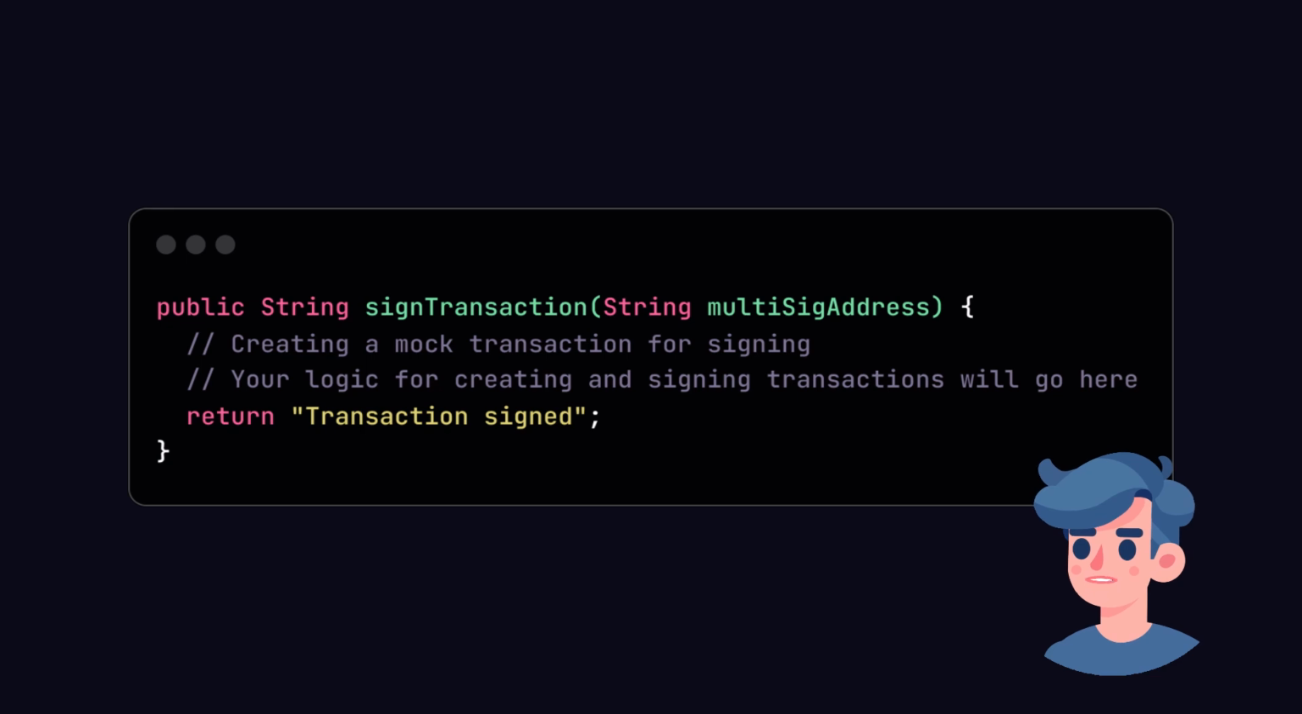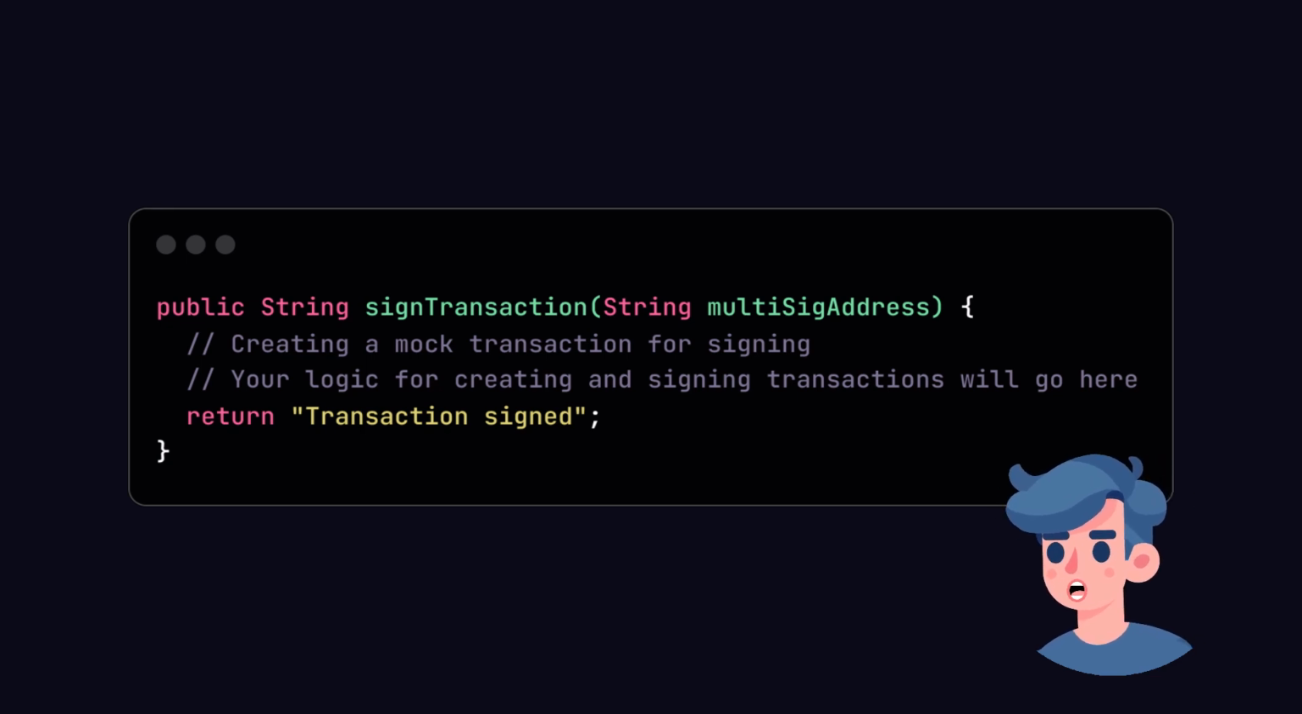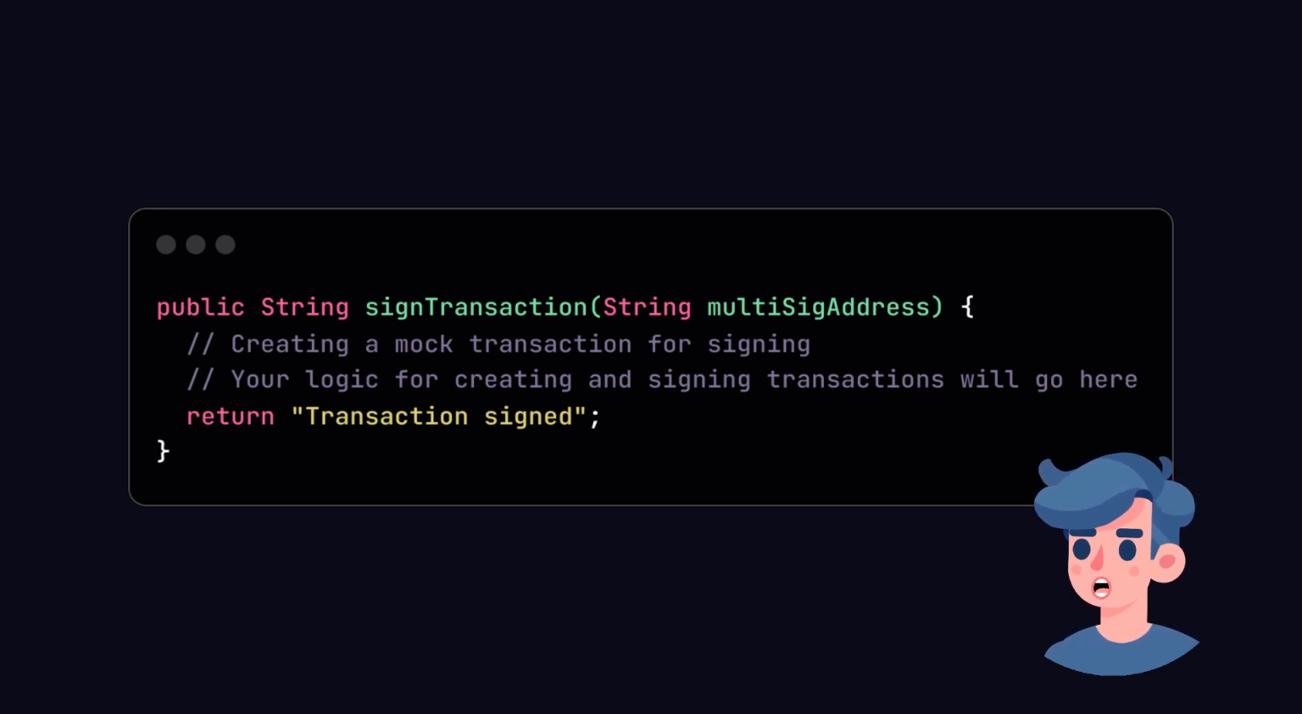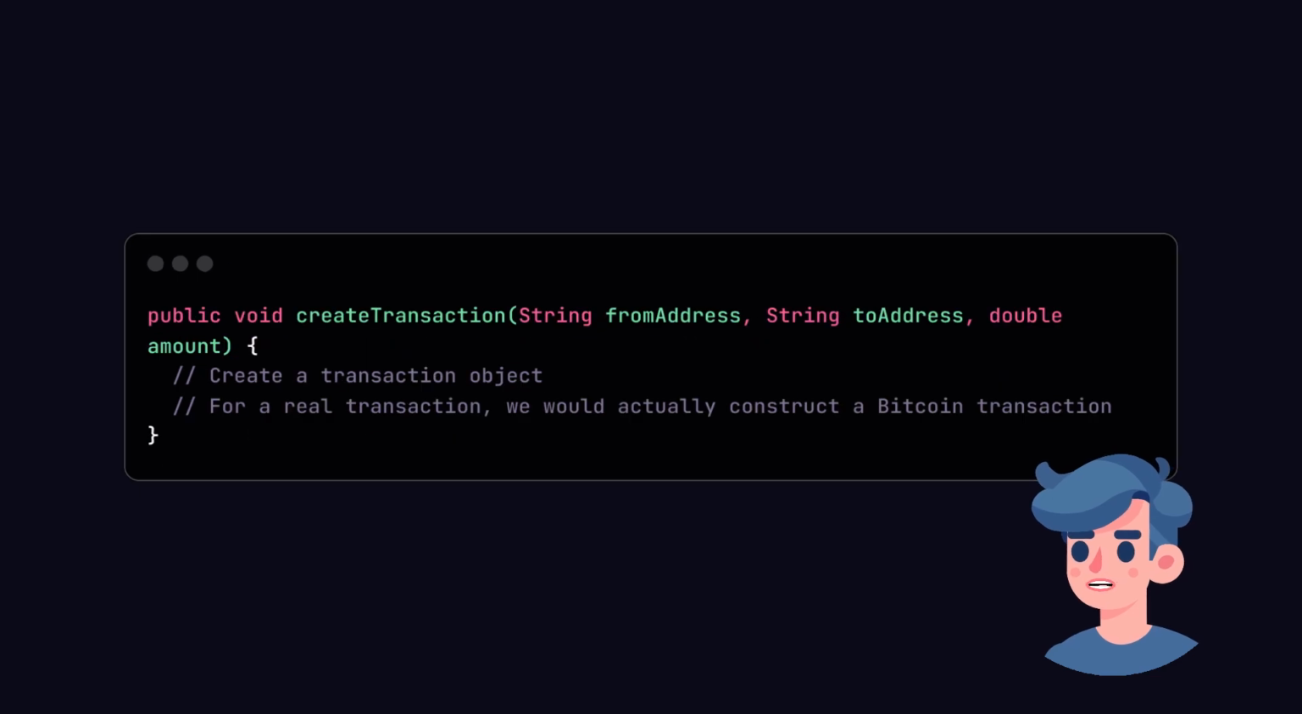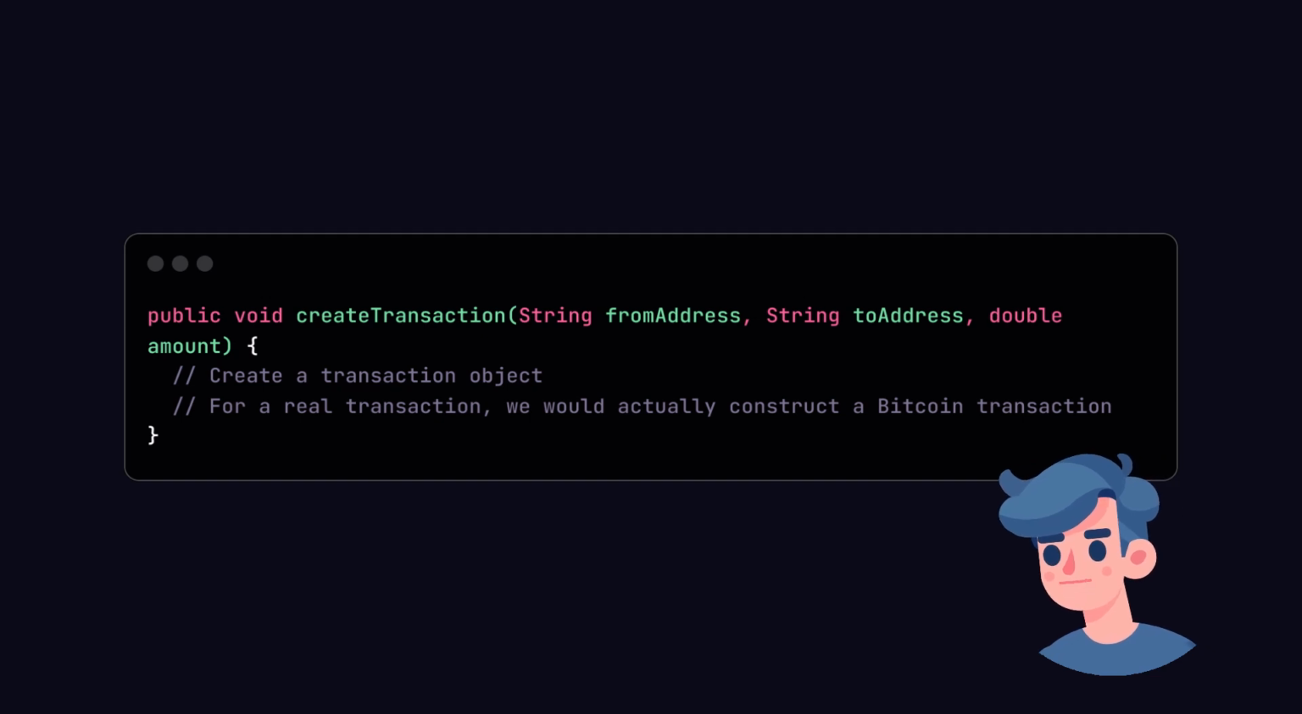Signing a transaction. Next, let's go ahead and implement a method that will simulate the signing of a transaction. We need to utilize the BitcoinJ library to create, sign, and verify transactions. Implementing transaction creation. Let's add a method to create a simple transaction. This will use one of the keys to sign the transaction. For simplicity, we will mock the transaction here.